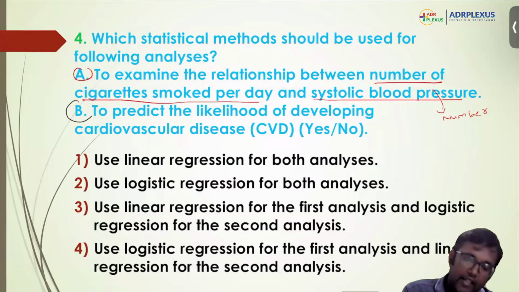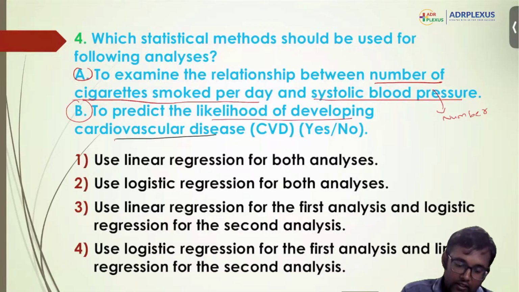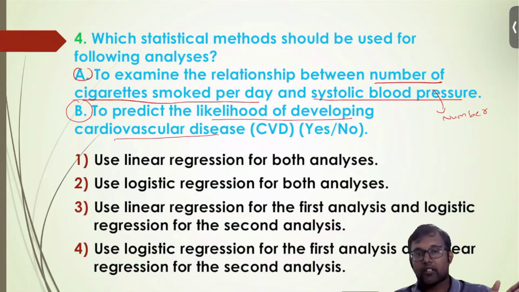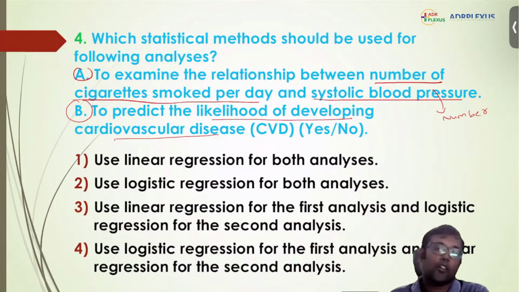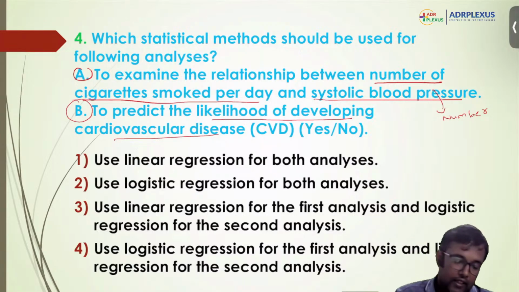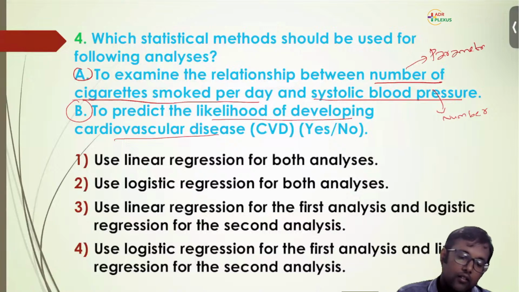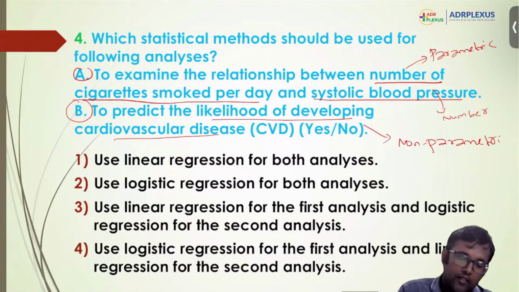In the second scenario, the likelihood of developing cardiovascular disease: whether I will get cardiovascular disease or I will not. So you can see here it is more like parametric. This is now more like non-parametric. Yes or no? No.